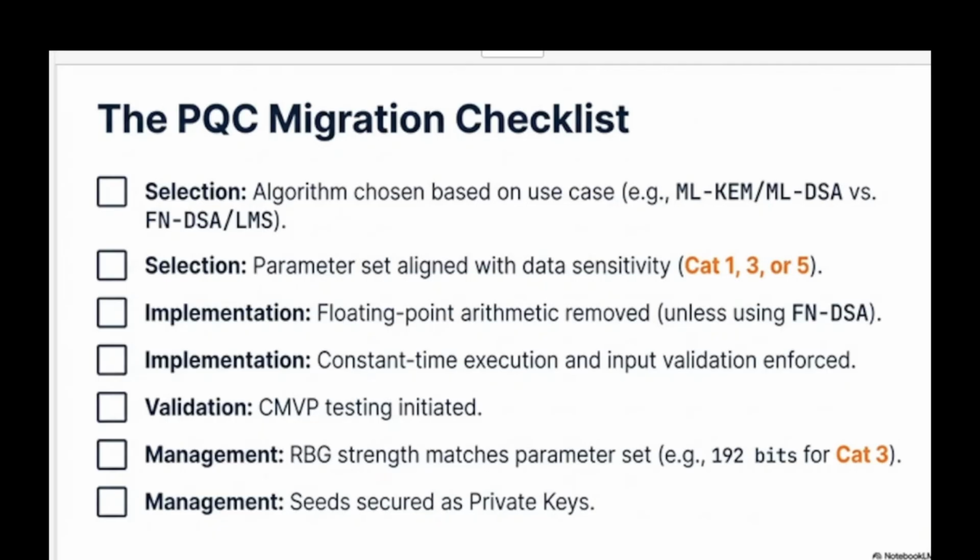Slide 11, the PQC migration checklist. Successful migration requires verifying that algorithms are chosen based on specific use case and that parameter sets align with data sensitivity. Technical teams must confirm the enforcement of constant-time execution and the removal of prohibited floating-point math. The final step involves ensuring that RBG strengths match the parameters and that CMVP testing has been formally initiated.